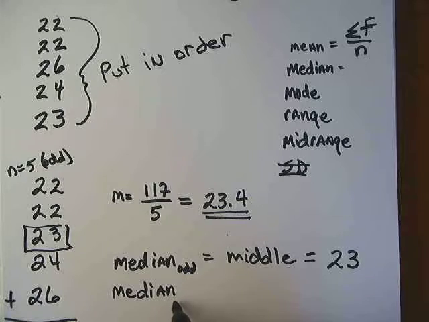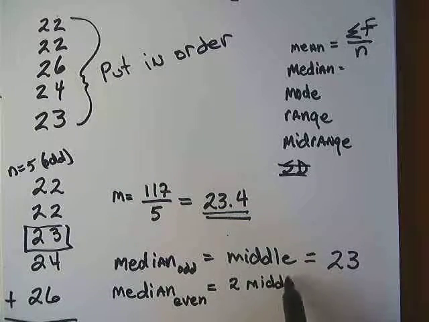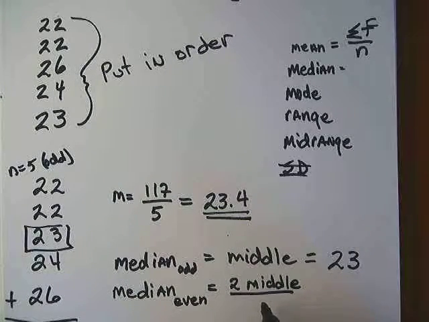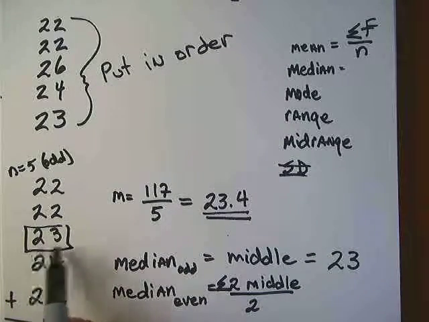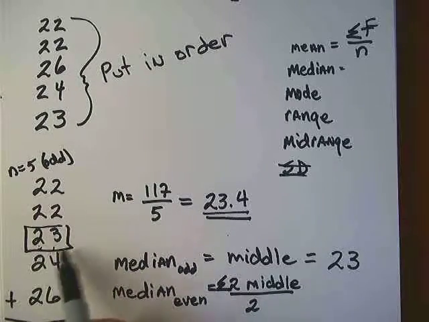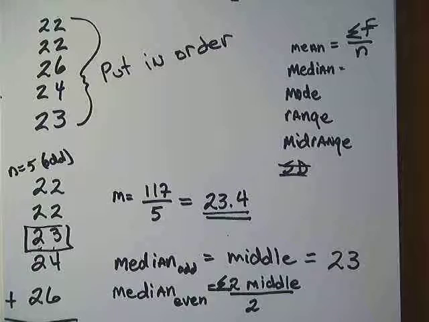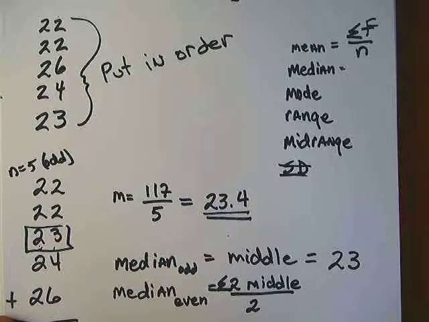Now what if you had 6 numbers here? If n is even, then you take the 2 middle terms, add them together, and divide by 2. I'm not going to go through that, but if you had another 24 right here, then that would be 6. You take the 2 middle terms, add them together, and divide by 2.